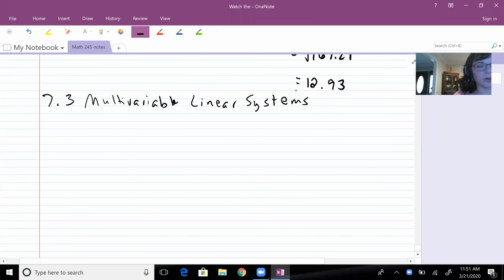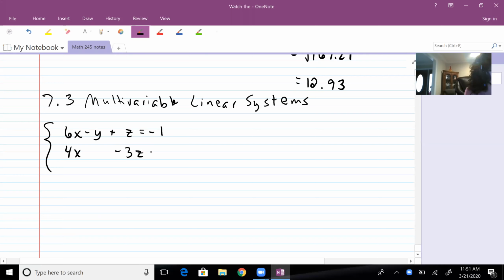And we're going to start off by looking at a system of equations and determining whether or not the ordered triple that we're given is a solution or not. So here is our system of equations. It is 6x minus y plus z equals -1, and 4x minus 3z equals -19. And the third equation will be 2y plus 5z equals 23.